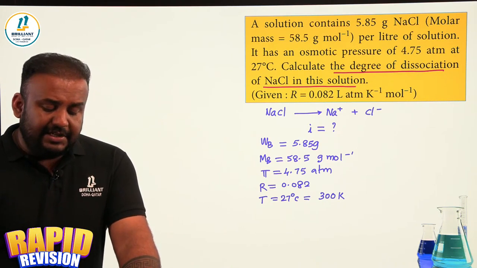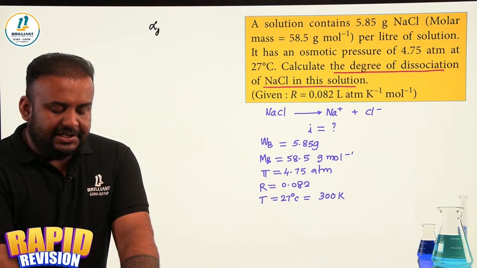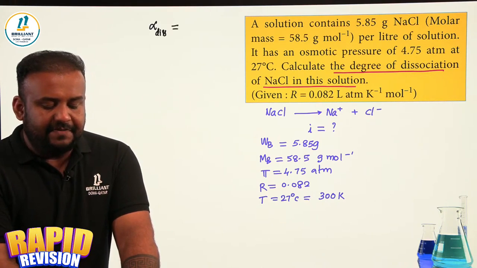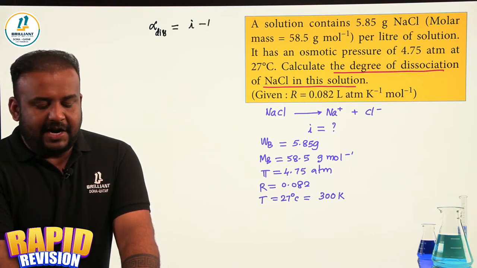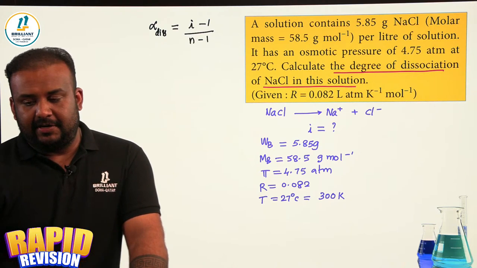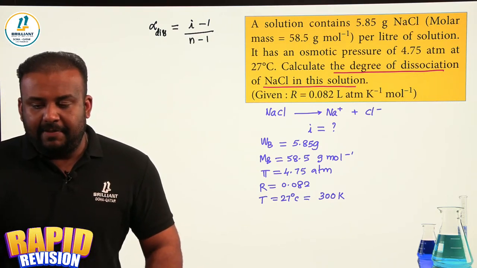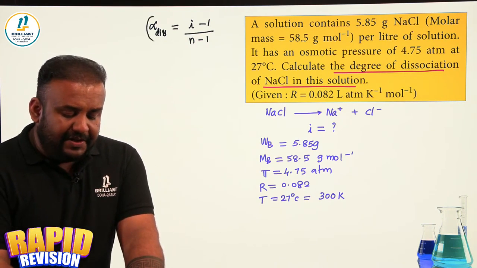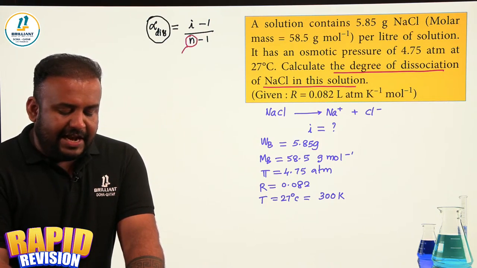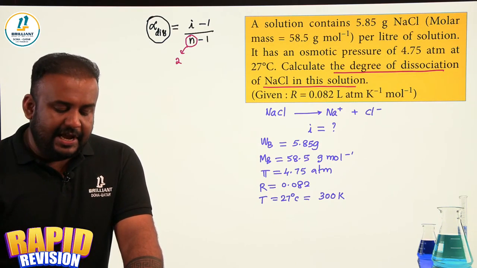Now, they are asking us to find the degree of dissociation. Everybody remember that formula of degree of dissociation. What was the alpha dissociation formula? Come on. (i minus 1) divided by (n minus 1). Yes or no? For dissociation, it was (i minus 1) divided by (n minus 1). Now, in order to find the degree of dissociation, I need two things. What are they? First, I need n. That I know. Because when I put NaCl in water, there will be 2 moles. This is the n value.